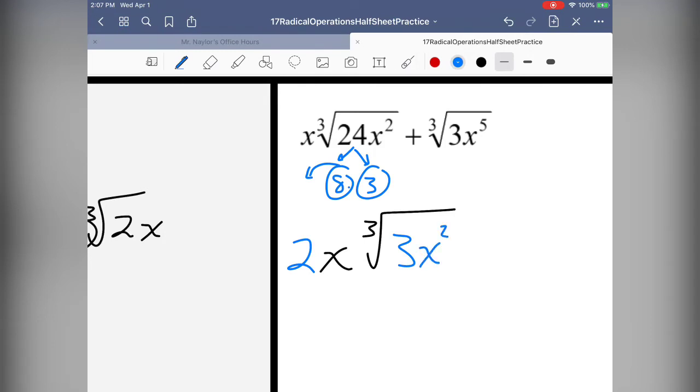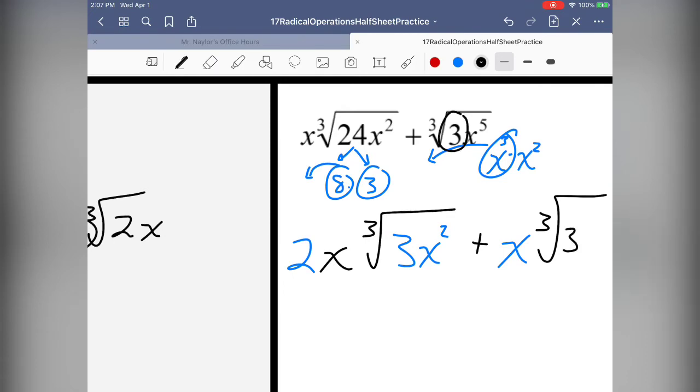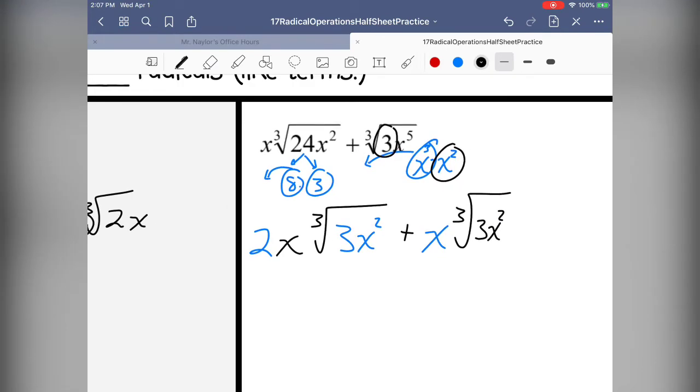Now, in this other radical, we have an x to the fifth. Some of that x can come out. In fact, a lot of it can come out. X to the third can come out. When the x to the third comes out, it divides evenly, and it becomes just an x. So now there's an x on the outside, but there is some stuff left behind. Well, look, this 3 is left behind, and this x squared is left behind. Perfect, because that's now the same.